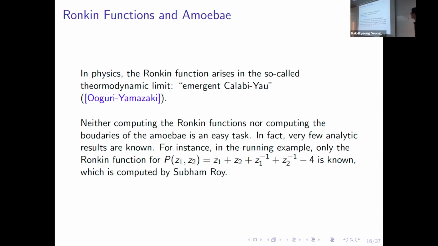So computing the Ronkin functions, computing the actual boundaries of the amoeba is not an easy task. So very few analytic results are known. In our running example, which is like the square, we only know the Ronkin function for this specific set of coefficients, namely 1 minus 4, which was computed by Subham Roy. He spent, well, not the whole period of his PhD, but most of the time of his PhD computing this Ronkin function. So if you just compute one Ronkin function for a certain polynomial, then you can just write a paper.